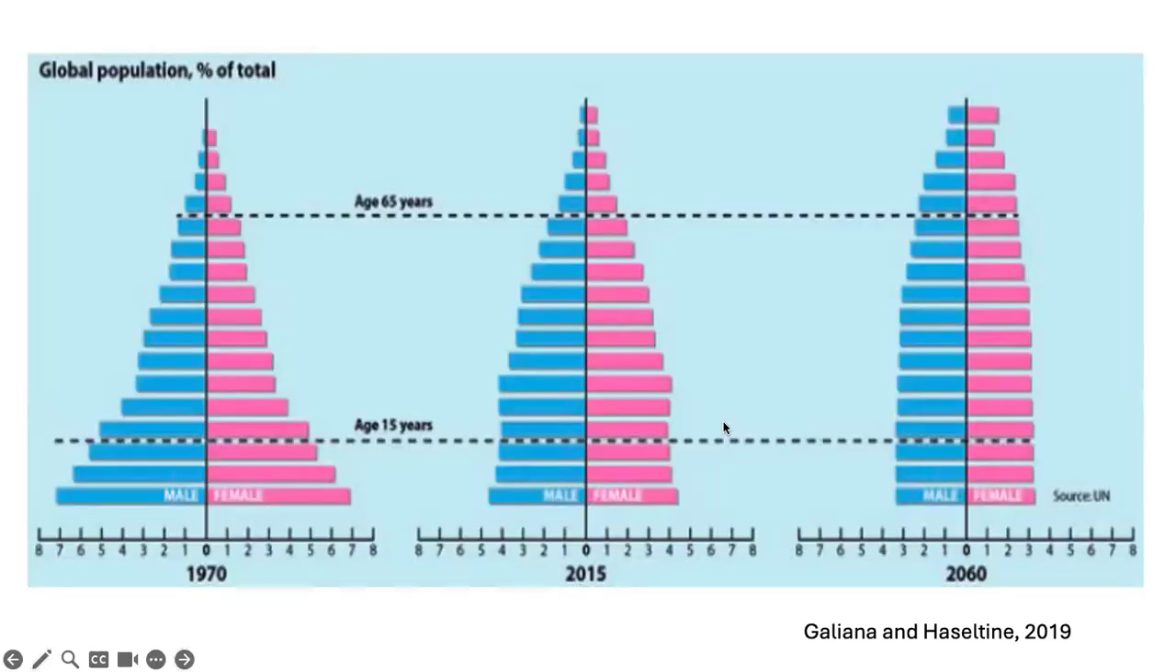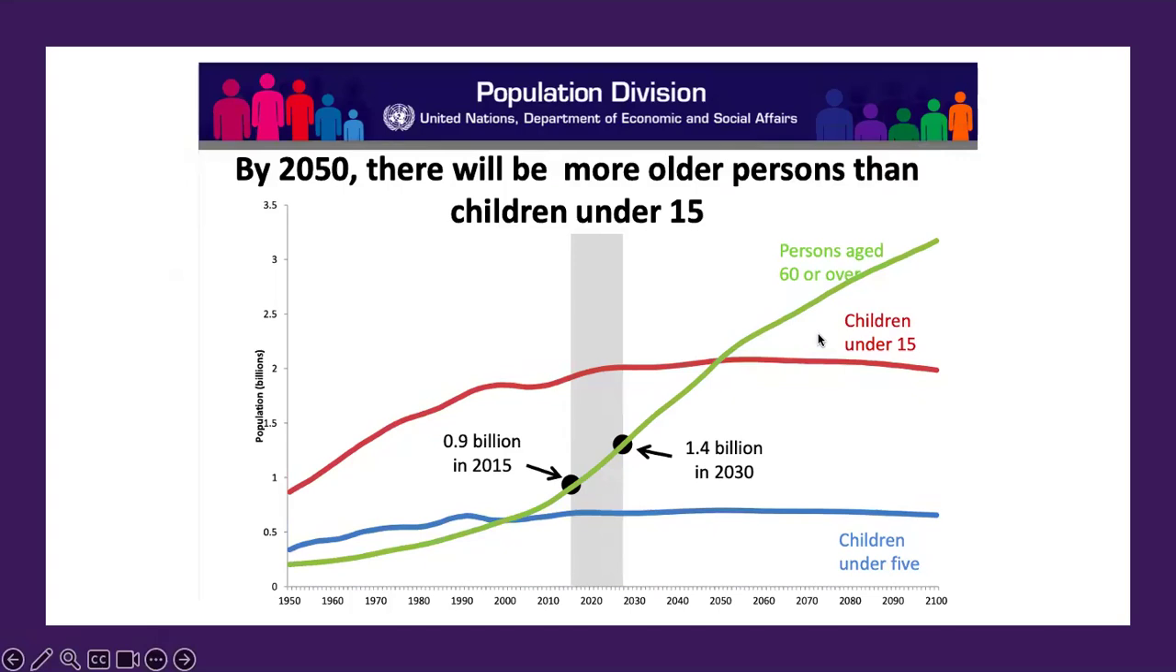Also, looking at this global population pyramid, we see that the percentage of elderly people is progressively increasing from 1970 all the way up to 2016. And according to the United Nations, by year 2050, there will be more elderly persons than children under the age of 15.